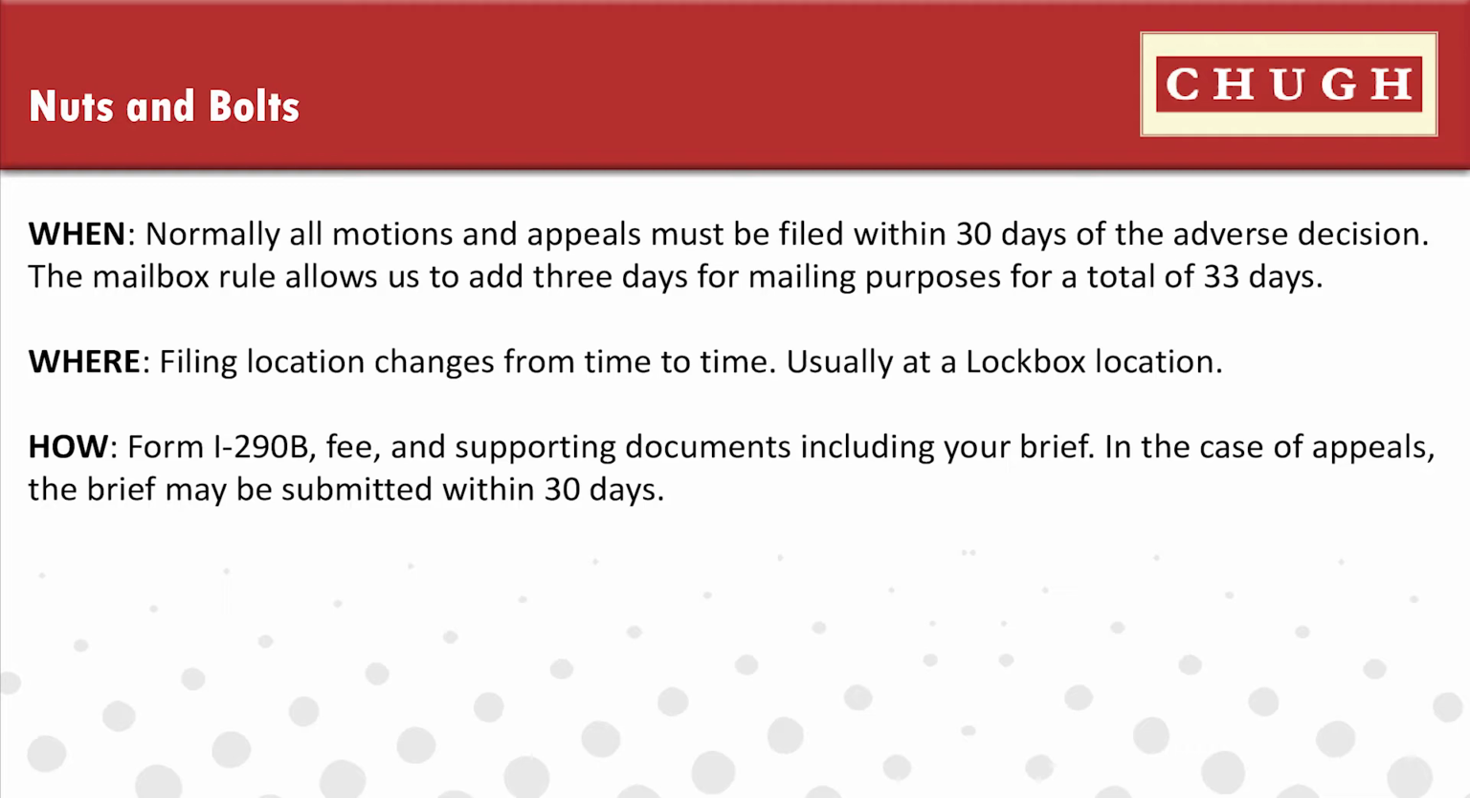You have to file it with the form 290B. That's the motion or the appeal form. It's a fairly straightforward form. I think it's only about 4 or 5 pages, but you do have to enter the details correctly, like the date of the denial, the receipt number. The correct fee amount has to be enclosed.